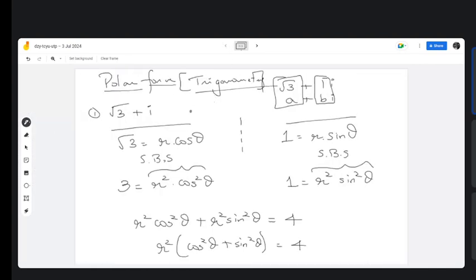I'll go to the first thing again. First, you separate. Once you separate, to the real part, you put cos theta. To the imaginary part, you put sin theta. Next to both the parts, you put r. Now, we wanted to get some identity.